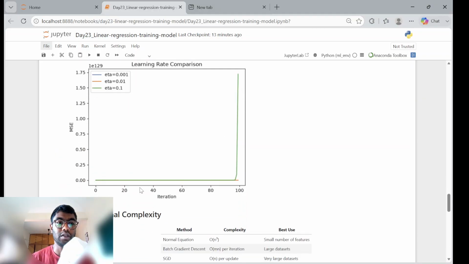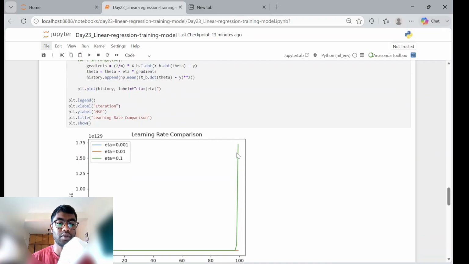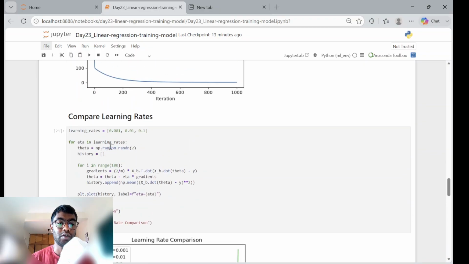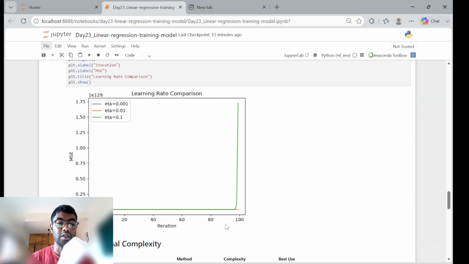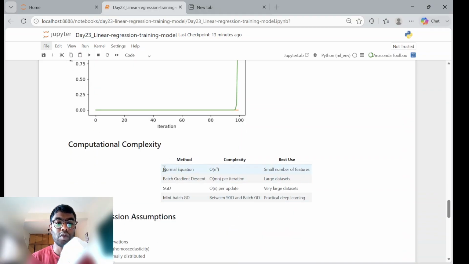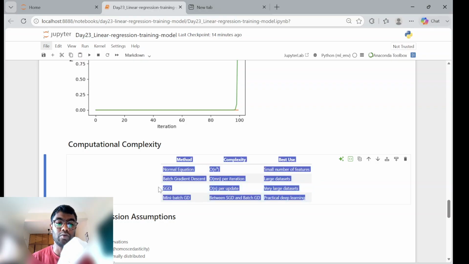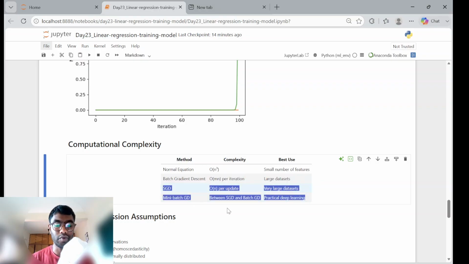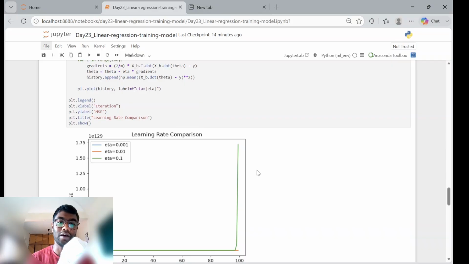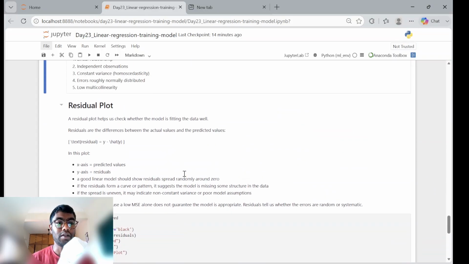Here, if you see, the mean squared error starts spiking up as we increase the iteration. That's one other thing. So in a normal equation, its computation is n to the power 3, for a small number of features. With more features, it would be more. Batch gradient descent is m times n per iteration, for large data sets. SGD is stochastic gradient descent, which we are going to look at in the next session as well. More of a mathematical topic, it would be a graphical kind of visualization that we are going to go through. But these were a few things.